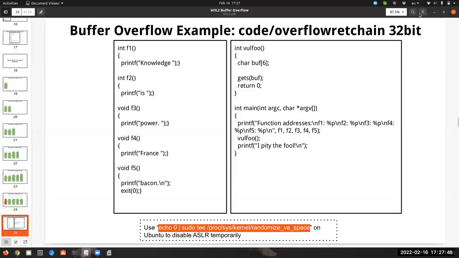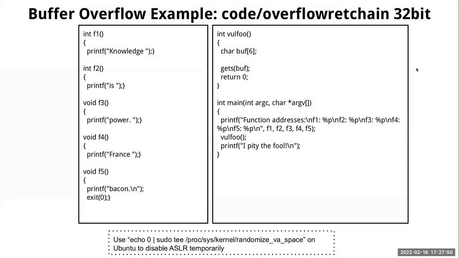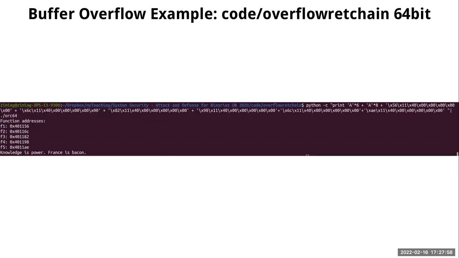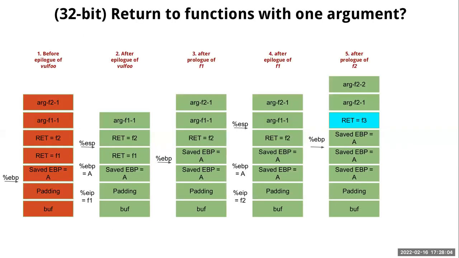Okay, so you can see that using this approach, we can call an arbitrary number of functions one by one, as long as they do not take any arguments. This also works for 64-bit. However, can we extend this to call arbitrary functions with arguments? Can we do that?